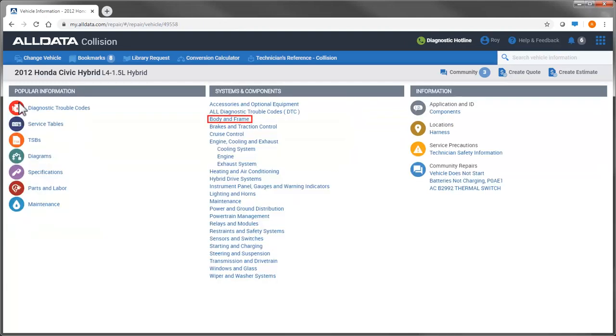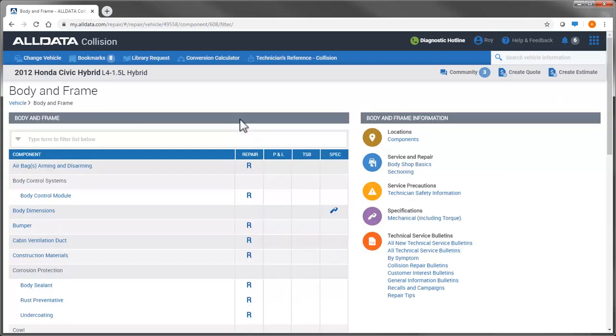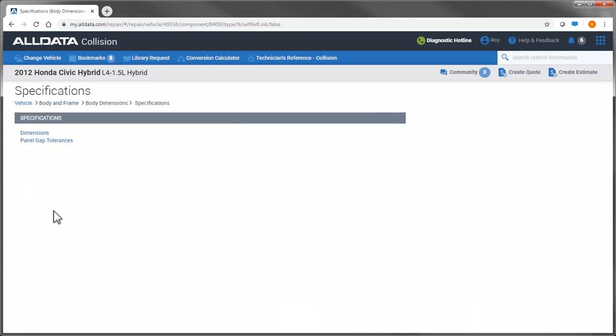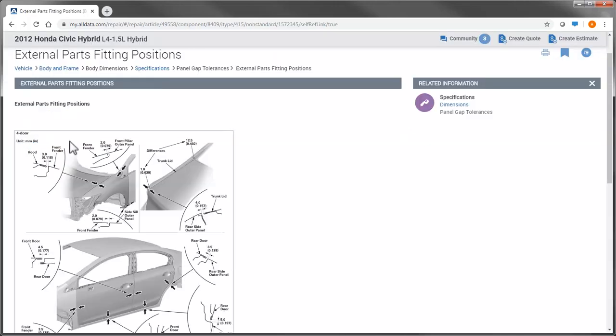The Body and Frame section under Systems and Components contains in-depth information specific to collision repairs. The subcategory Body Dimensions provides information often not found in frame alignment machines. Upper body dimensions and panel gap tolerances, just to name a few.